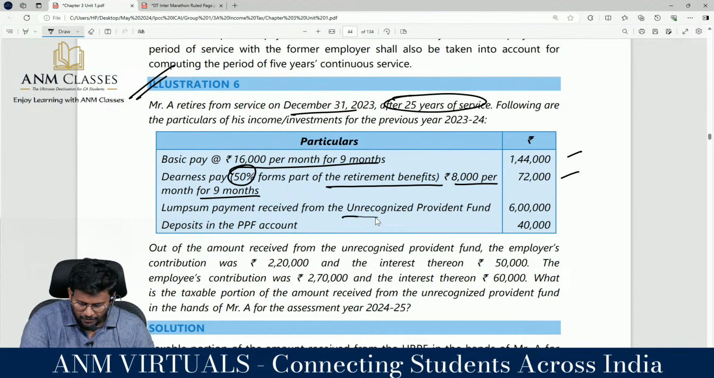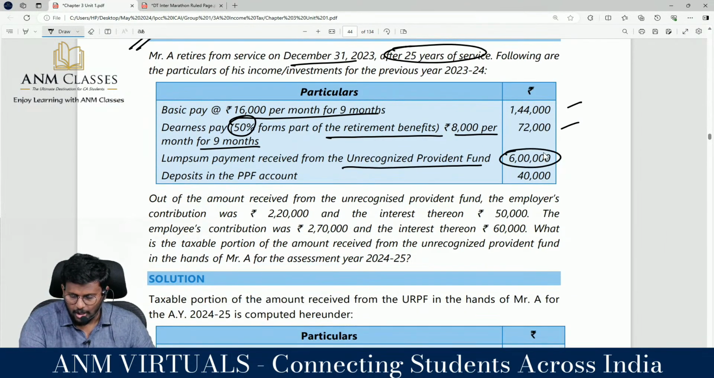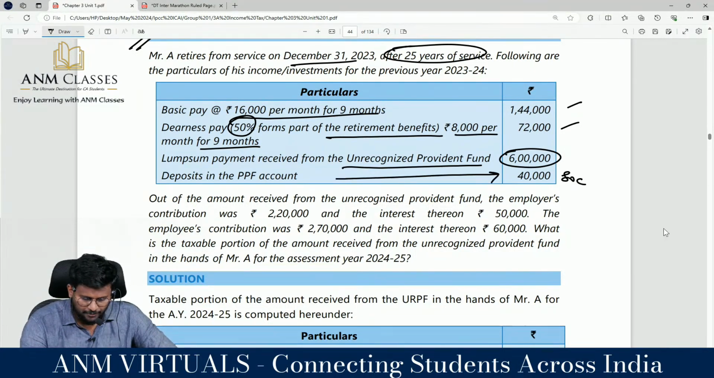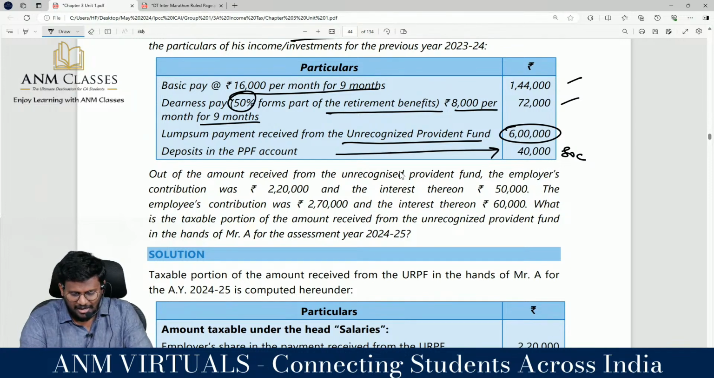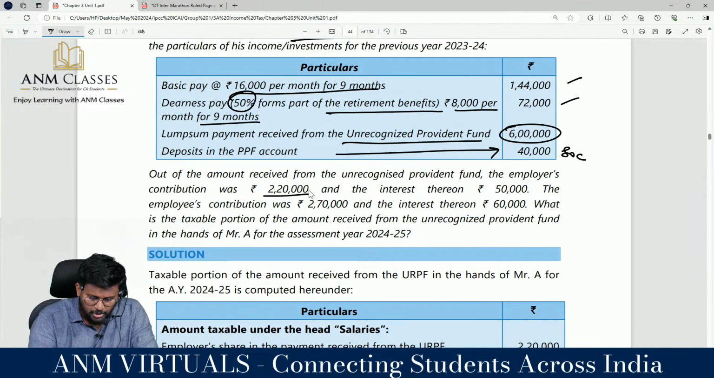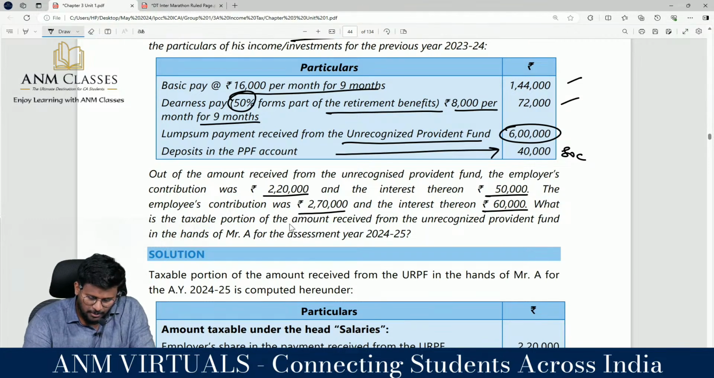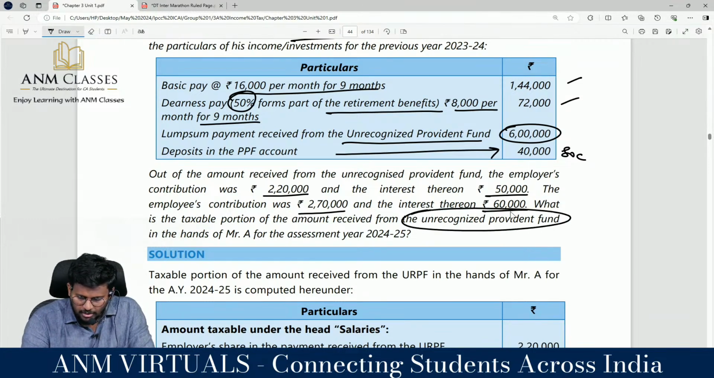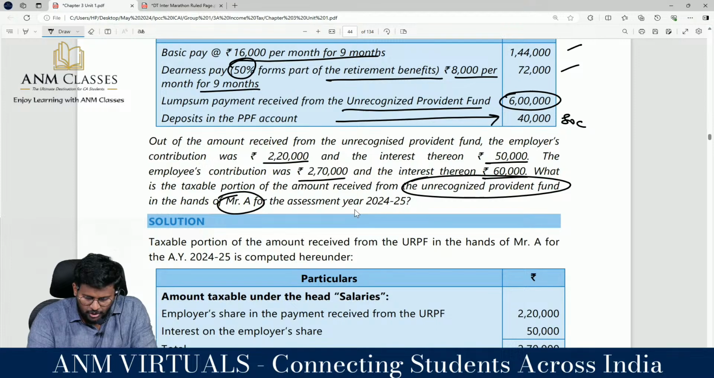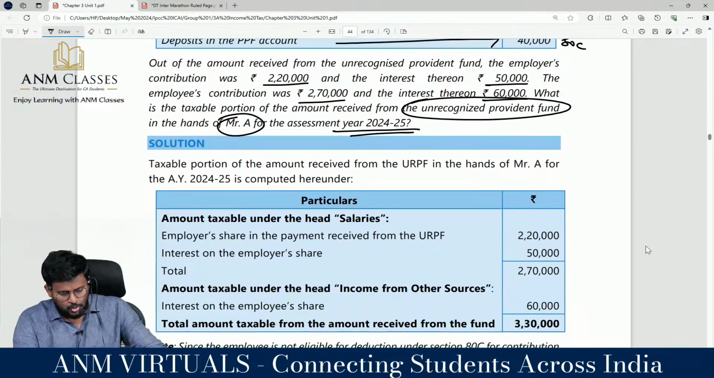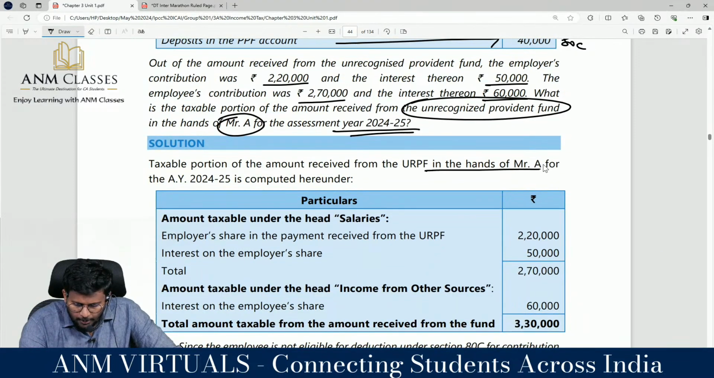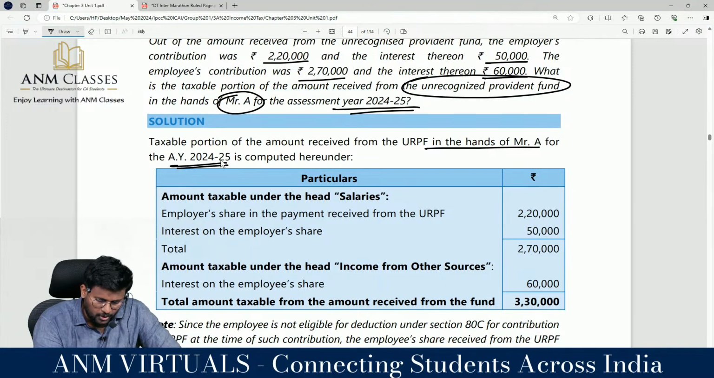Lump sum payment received from unrecognized provident fund. How many lakhs? Deposit in PPF entitled for 80C. Out of the amount received from the unrecognized provident fund: employer's contribution how much, and interest thereon how much? Employee's contribution and interest thereon? What is the taxable portion of the amount received from URPF in the hands of Mr. A for assessment year 2024-25? Computed as under.